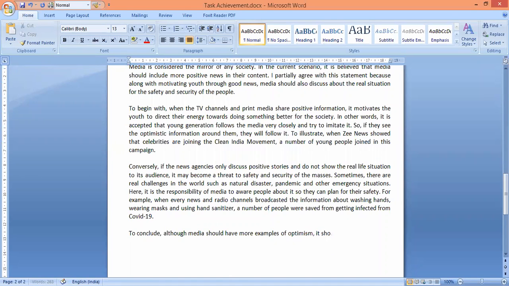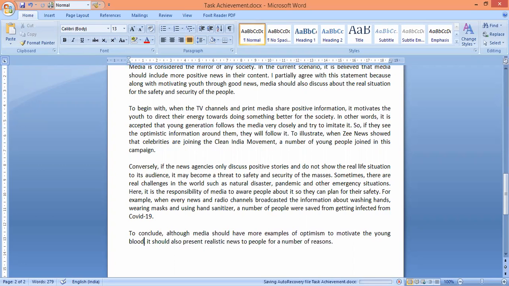It should also present realistic news to people for a number of reasons. Now, more optimism to motivate the young blood. So I am trying to add content to my paragraphs, so that I'm not only generic, I'm being very specific.